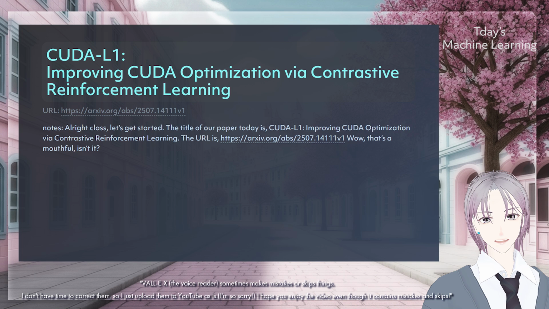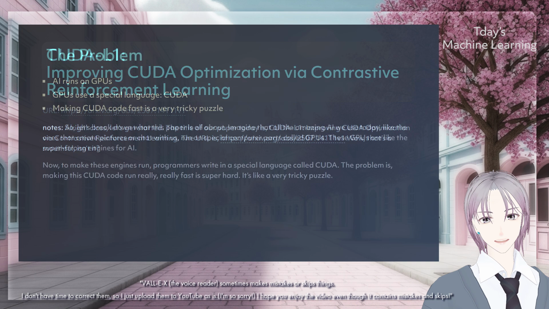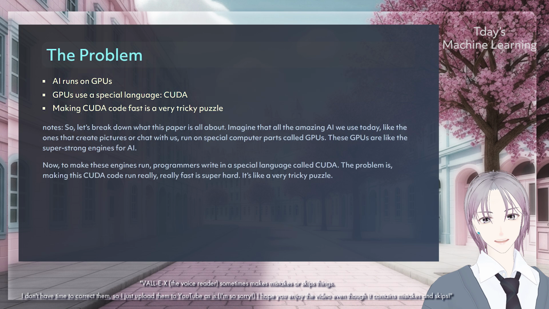The title of our paper today is CUDA-L1, Improving CUDA Optimization via Contrastive Reinforcement Learning. Yeah, that's a mouthful, isn't it? So let's break down what this paper is all about.